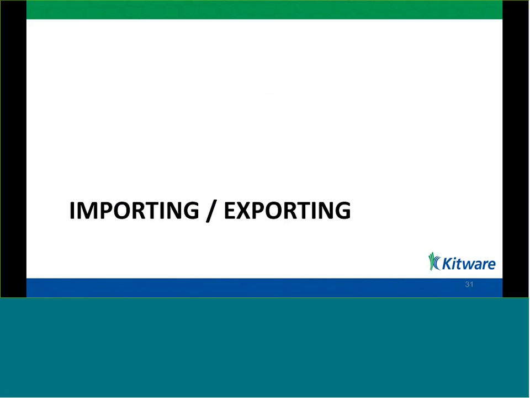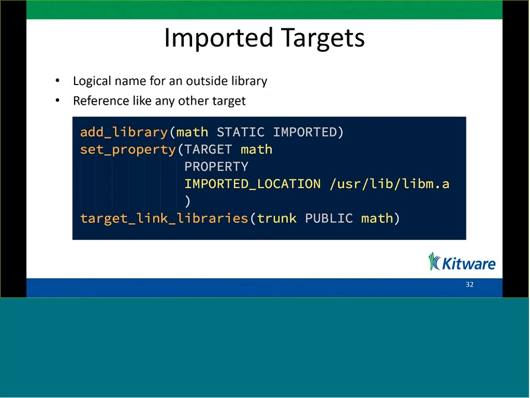Along the lines of this, importing and exporting of targets is something that's important in keeping with this targets as objects. So in this case, I'm going to create an imported target where I create an add_library static imported. I set the property on the target, setting the imported location using set_property on the target math. And the add_library there essentially constructed a library called math. And then down here, I'm using that in trunk, I'm linking to math. So in this case, it looks like a regular CMake target. So it's really indistinguishable from something that was built in your system, which is not the way CMake used to be, but the way it is now.